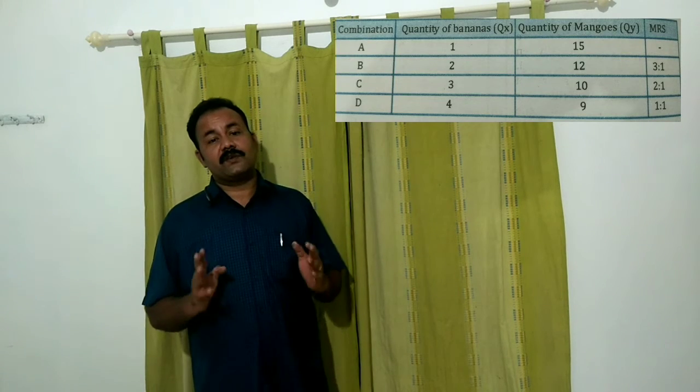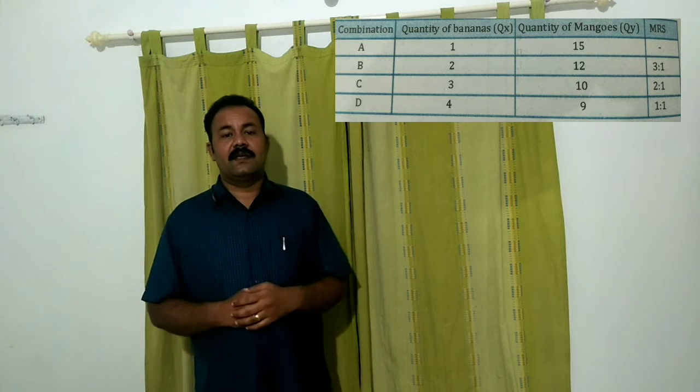That means marginal rate of substitution. Then what is marginal rate of substitution? The units of the second commodity we want to forego for adding one more unit of the first commodity. Or here, units of mangoes we want to forego for adding one more unit of banana. That is known as marginal rate of substitution.